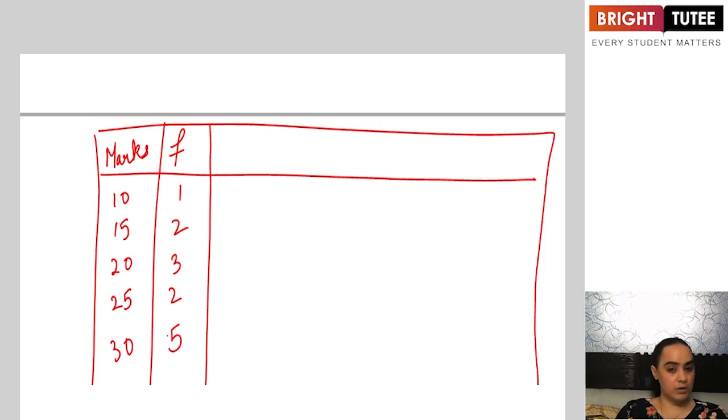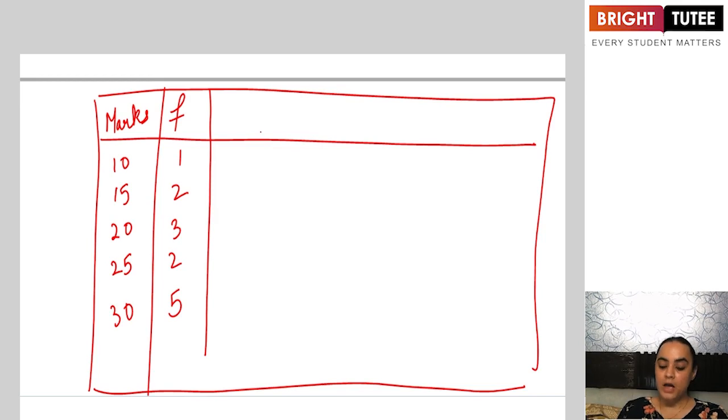If I'm not wrong, I believe this was the frequency I took in the previous question also. Now, according to the assumed mean method, what do I need? I need my D. And what is D? X minus A. This is my X. I'm going to take 1A. I'm going to assume a number as the assumed mean out of this. So let me take 20 as my assumed mean.